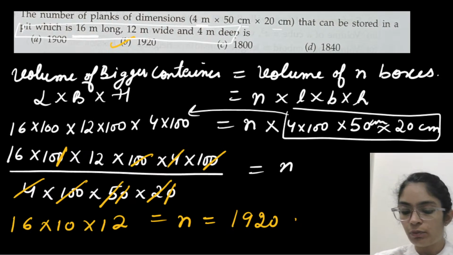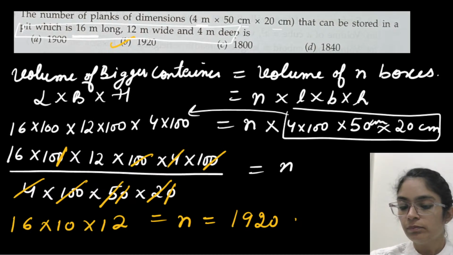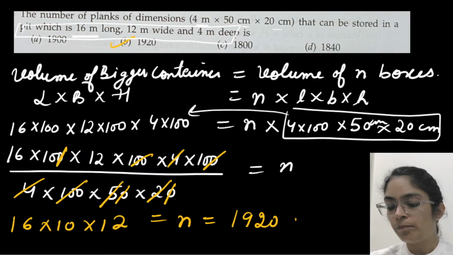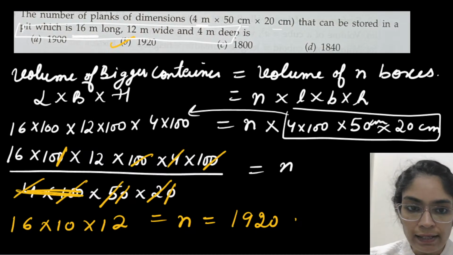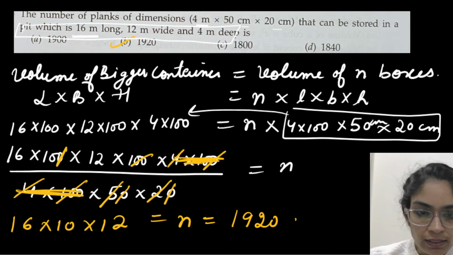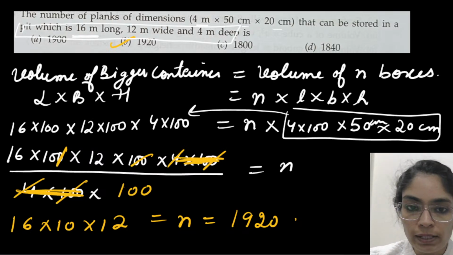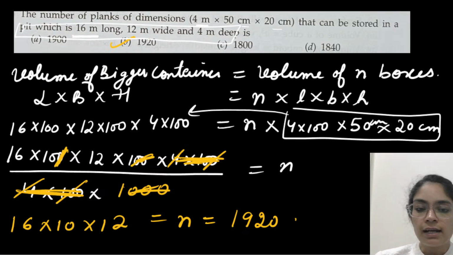So basically what you have to remember is you just have to compare the volumes whenever this type of situation comes. Don't multiply everything and then cancel, because so many numbers are there. First of all, do cancellation wherever it is possible. Here 4 into 100 we can directly cancel. And 50 into 20 will become 1000 only. So these three zeros we can also cancel. Now do easy cancellations. So we are left with 16 into 10 into 12.